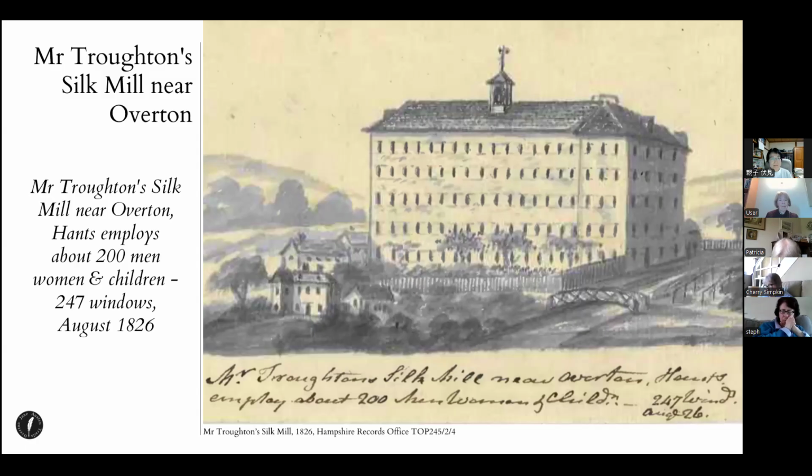Children from age 5 would work at the silk mill. So children from 5 to 15 years, they get 1 shilling a week for the first year and an additional 3pence a week for each year that they continued. And the hours of work were 6 o'clock in the morning to 7 or 8 o'clock at night, 6 days a week.